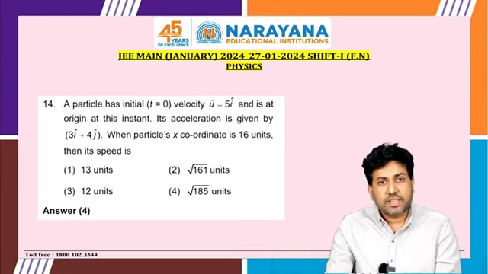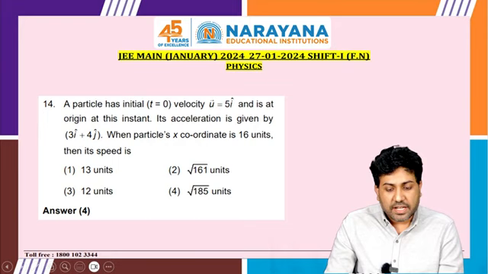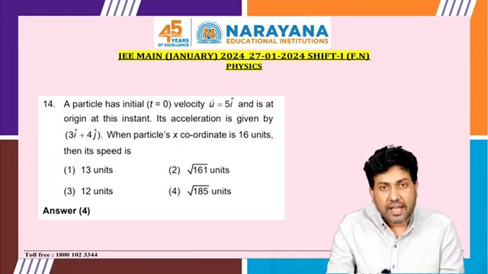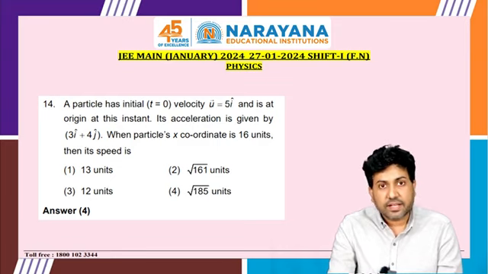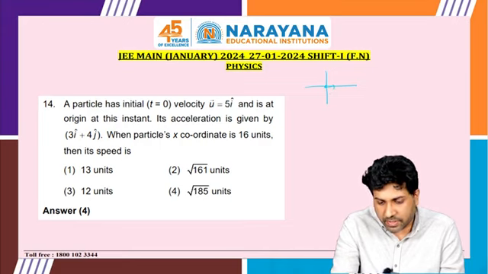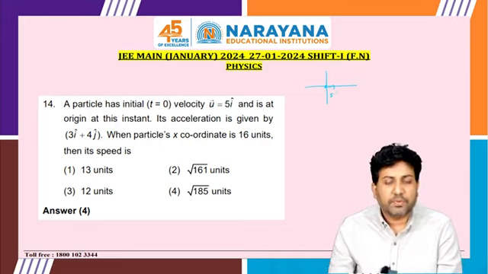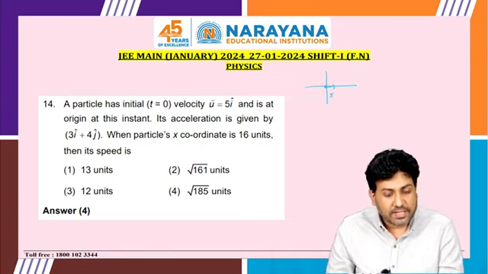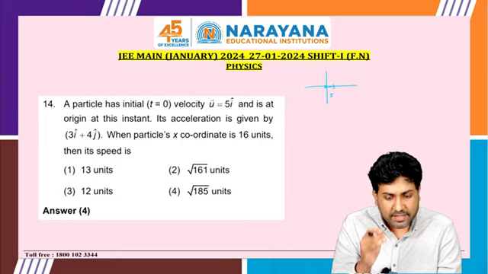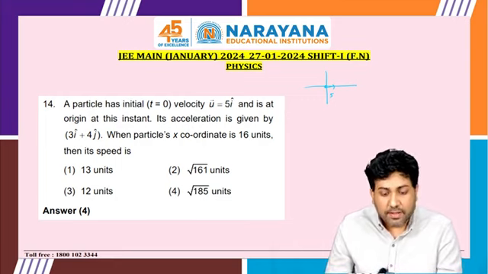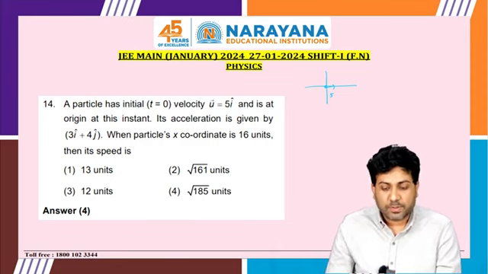In this question, it is given that a particle has initial velocity of 5 meter per second in the x direction, and it is at origin at this instant. So the particle is at origin and moving towards the x direction with 5 meter per second. Its acceleration is given to you as a constant, which is 3 i cap plus 4 j cap. So there is an acceleration component in the x direction as well as the y direction. When the particle's x coordinate is 16 units, what will be its speed?